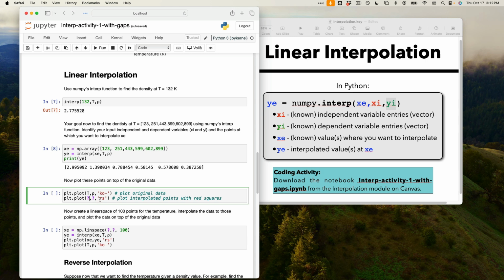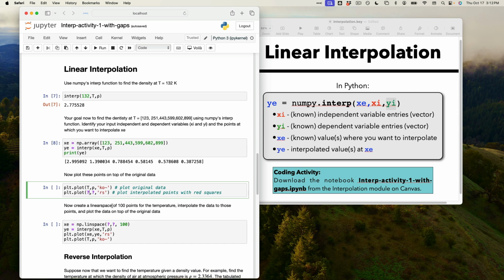Okay, so we can now plot the interpolated points as red squares. So what are we going to do here? We're going to plot the original data, which is rho versus t with black circles connected with a line. But next, I want to plot these temperatures, 123, 251, etc., and their corresponding interpolated densities, and mark them as red squares on the same plot. Okay, so what should we put here?